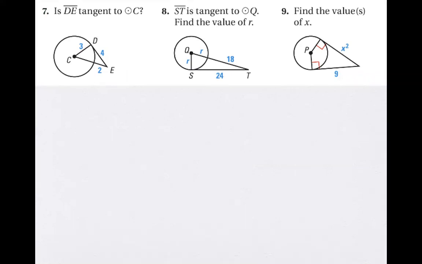All right, so let's see. Number 7 is DE tangent to circle C. Okay, this has a lot going on. This is actually a little bit challenging, so be very careful, but there's always a trick involved. So first of all, is DE tangent? So they're asking me, is this a right angle? Okay, that's what they're asking me. So then that would mean I would do the Pythagorean theorem.